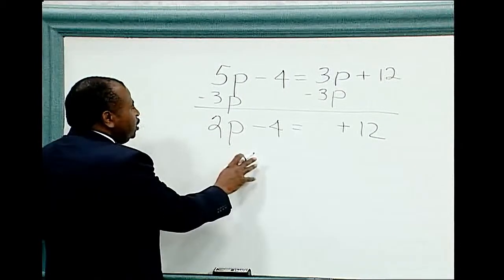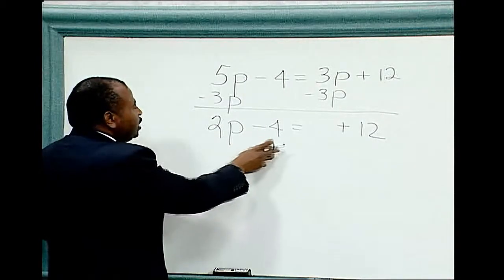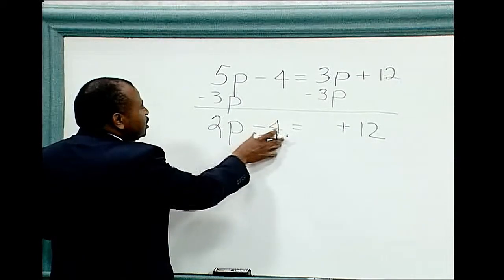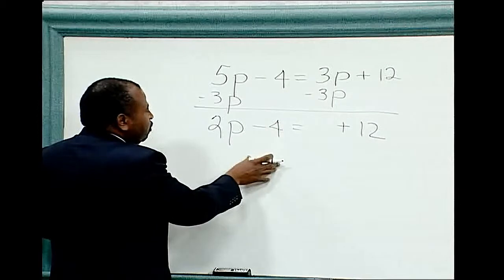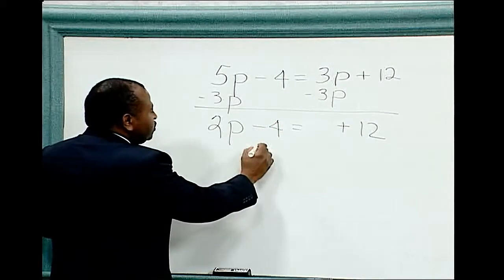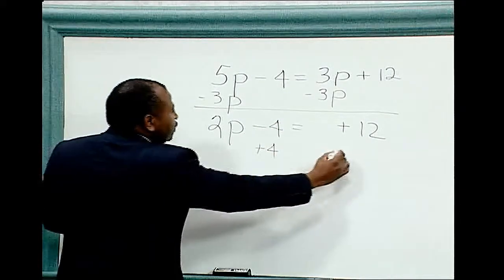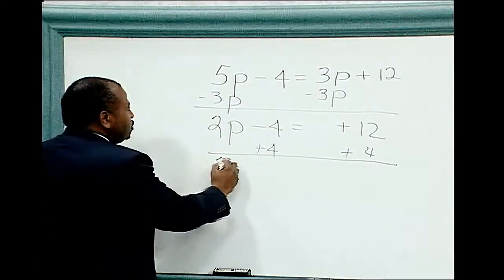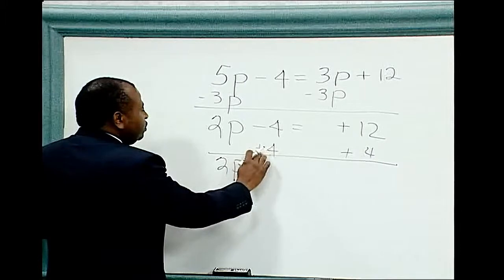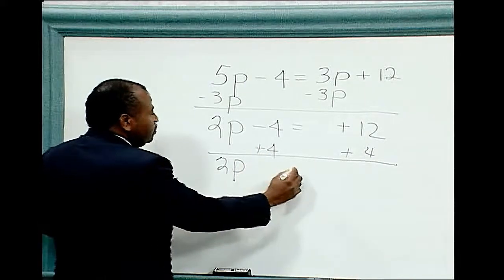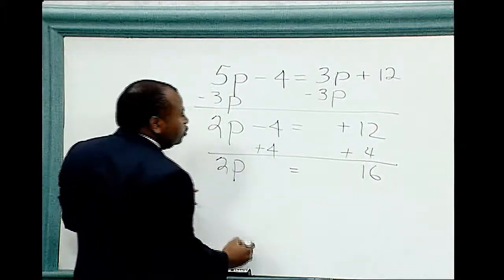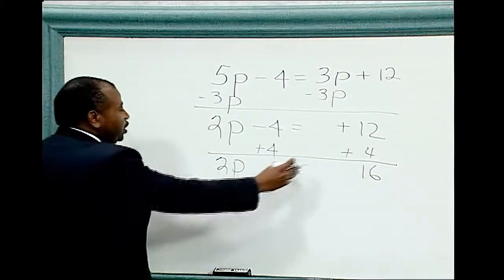Now we have a new equation. This equation we would like to isolate by getting all the numbers on the right side. On this side of the equation, we have a negative 4. If we add 4 to both sides of the equation, then we eliminate the negative 4. 2p, negative 4 plus 4 is equal to 0, is equal to 12 plus 4, which is 16. 2p is equal to 16.